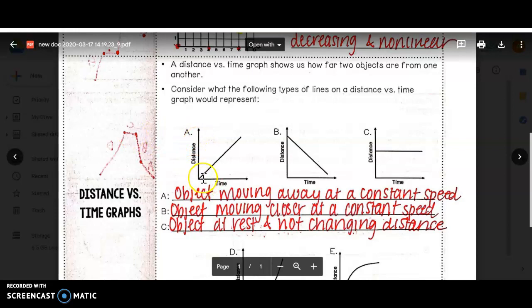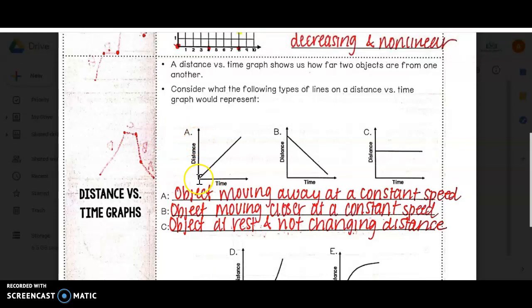So part A. So this would be like 0 time and 0 distance. As time is increasing, distance is also increasing, because if you look at this line, as time is passing, the line is going up and up and up and up for distance. So an object is moving away because the distance is getting further at a constant speed because it's a proportional relationship. It's moving away from something at a constant speed as time passes.